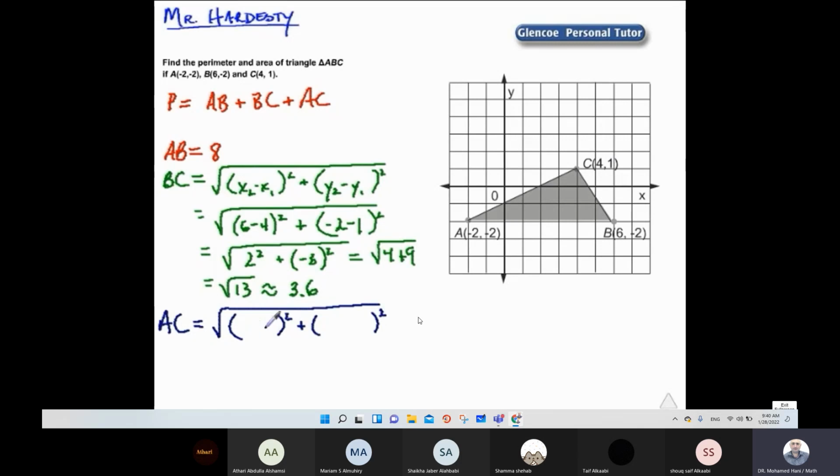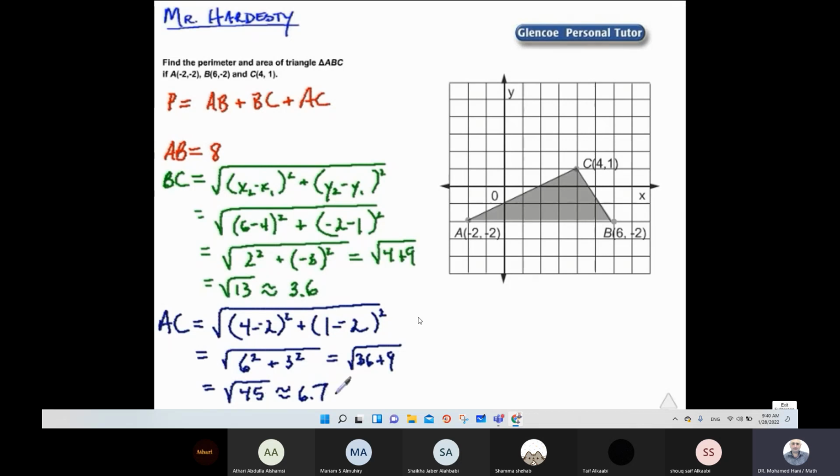And we'll now substitute the x values and the y values using the same formula. So the x values are 4 minus -2, and the y values are 1 minus -2. Simplify, we have 6 squared plus 3 squared, so that's the square root of 36 plus 9, which is the square root of 45, which is approximately 6.7.